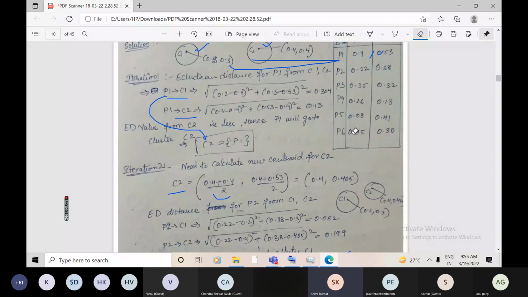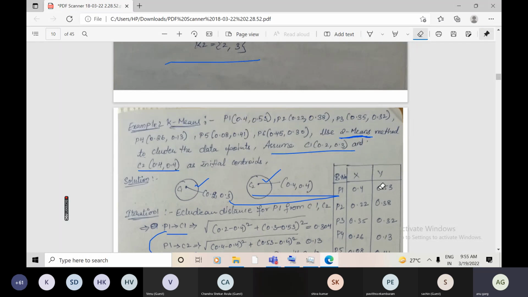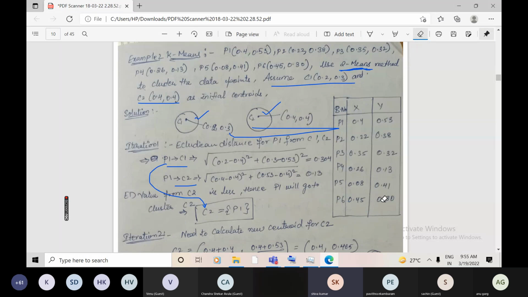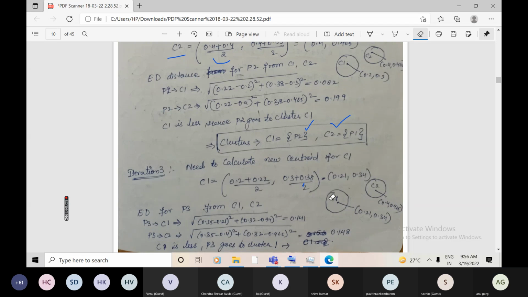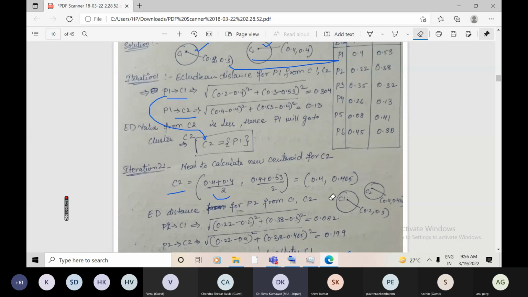We have 0.45 here, right? 0.4 only. At the end, P6. Yeah, this is 0.45. So compared to P, let's suppose we take P5 and P6, 0.08 and 0.45 are more distant, and here 0.4 and 0.45 are less distant, right? This is 0.08 only. Yeah, you place these points on XY coordinates and then see.